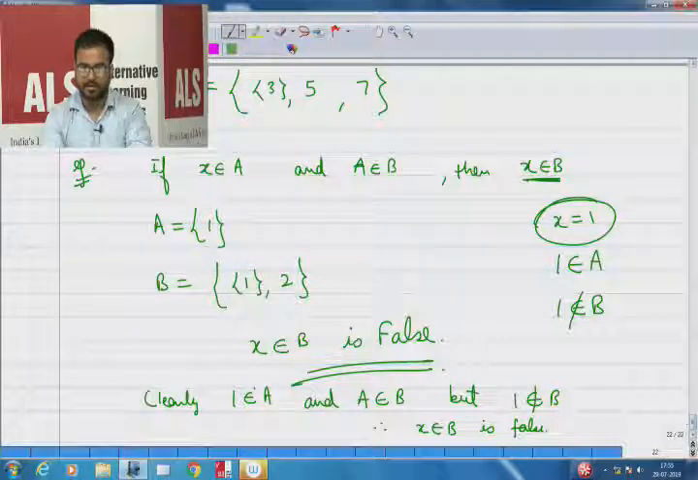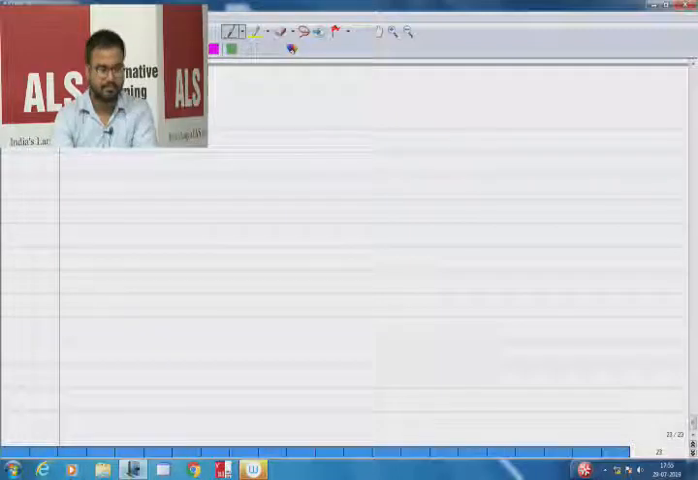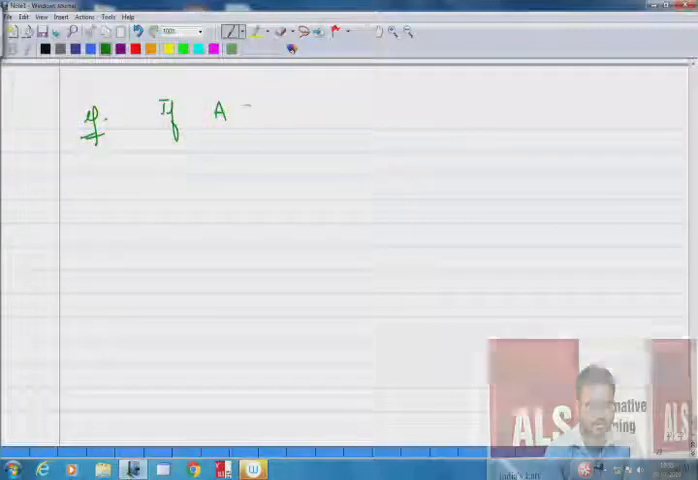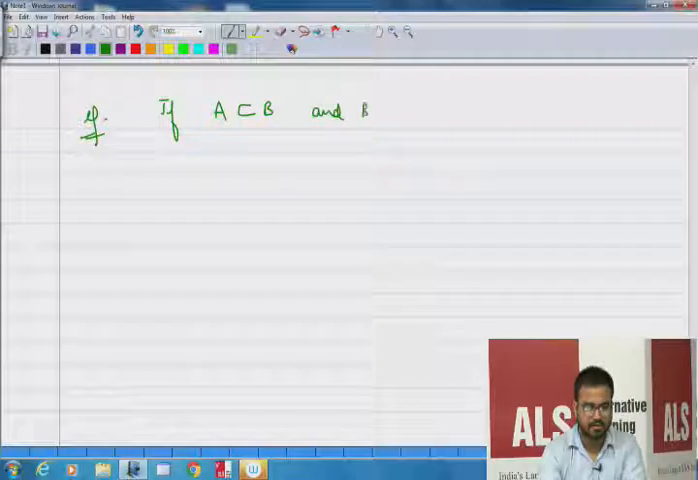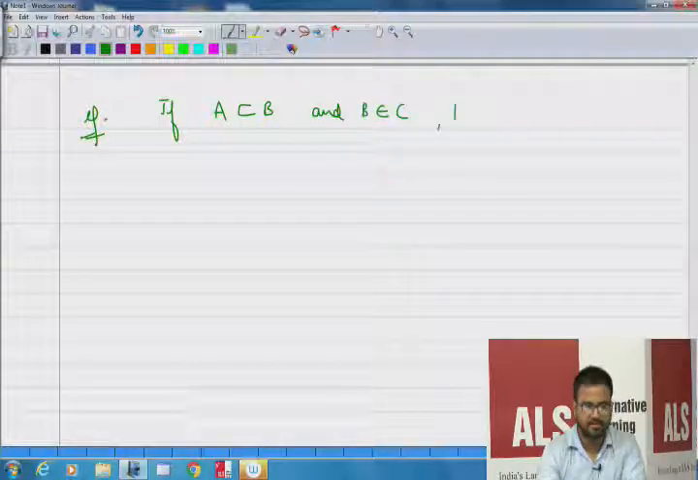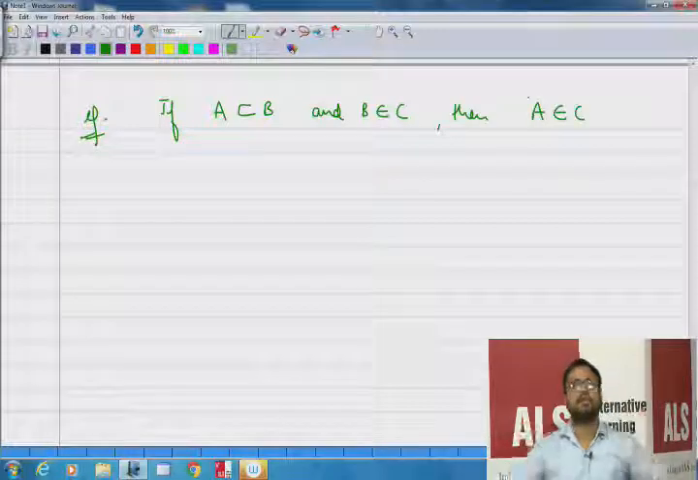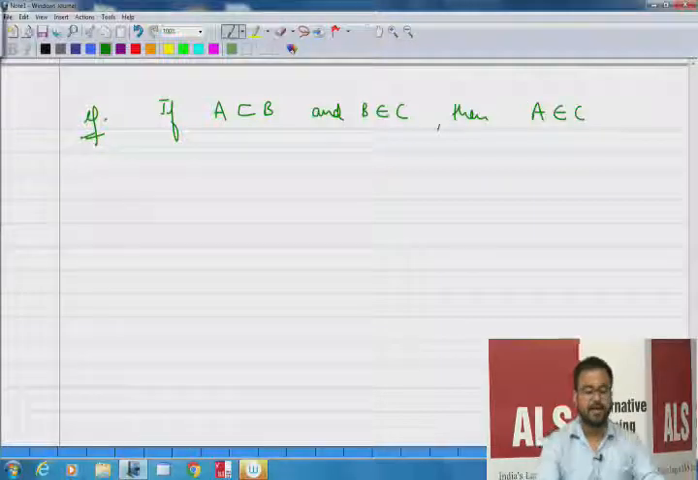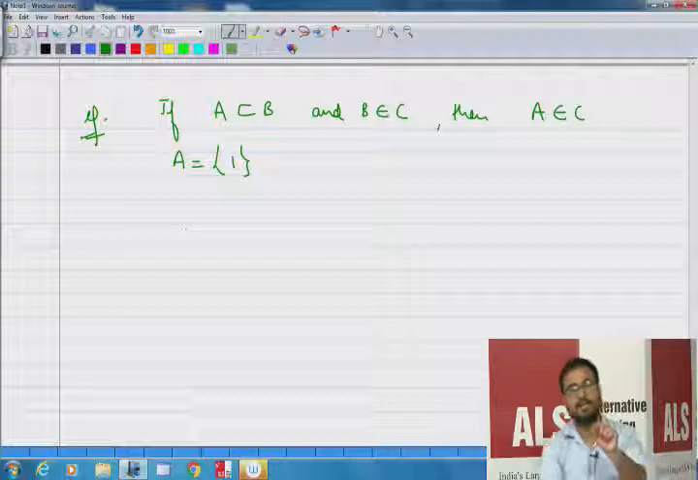Okay. एक और एग्जांपल लेते हैं. If A is a subset of B and B is an element of C, then A is an element of C. We have to see whether it is true or false. So देखो, A is a subset of B. So how can we take this A? Let's say we have taken A as 1, right? This is the subset of B.